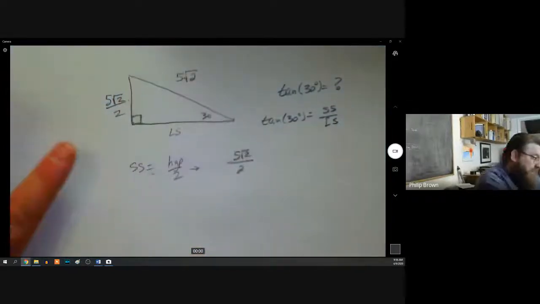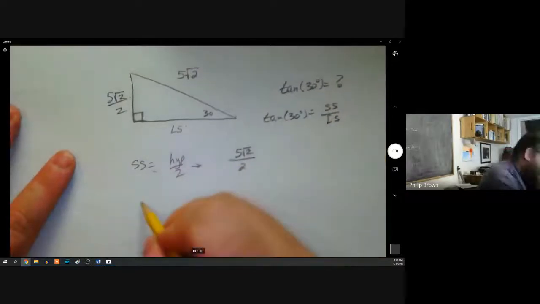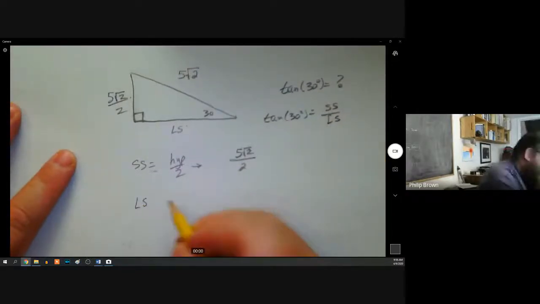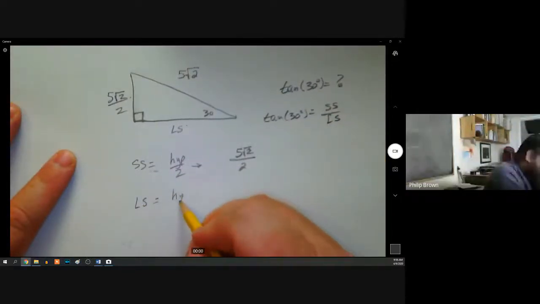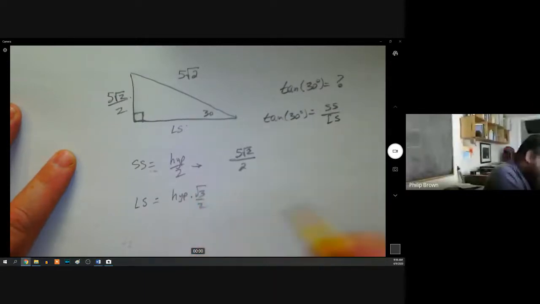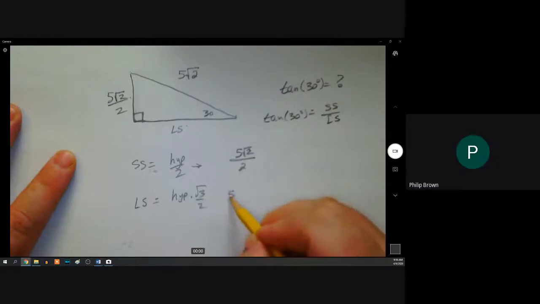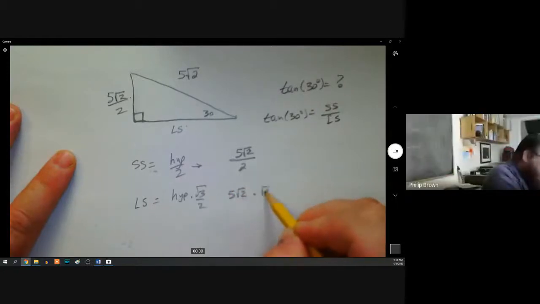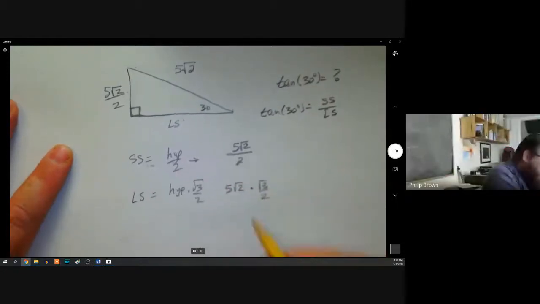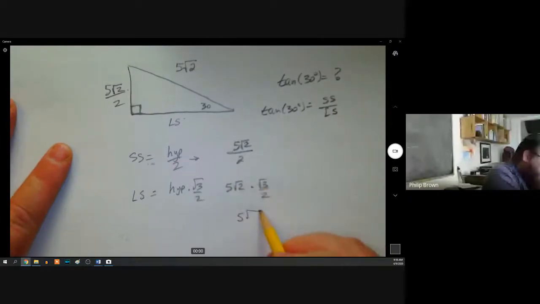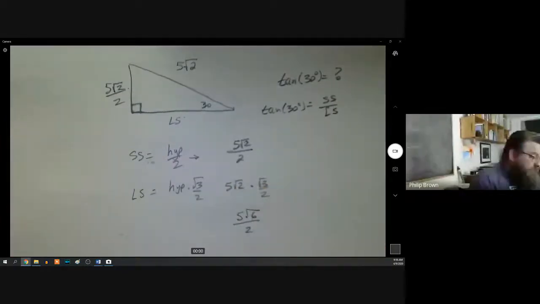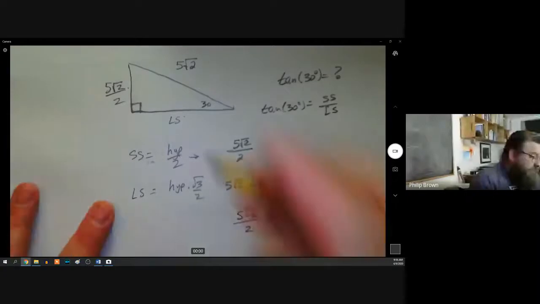Okay? Now, the long side, let's do it this way. The long side is the hypotenuse times the square root of 3 over 2. So the hypotenuse is 5 root 2 times the square root of 3 over 2. Well, that's going to be 5 root 6 over 2. Do you see that's the long side? It's going to be 5 root 6 over 2.